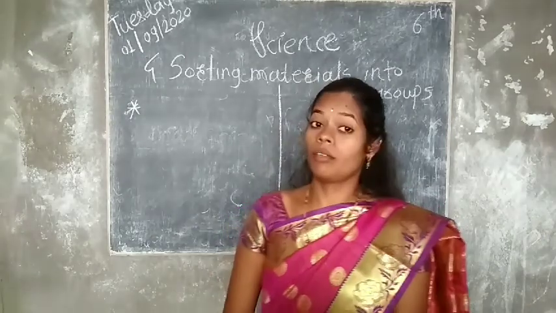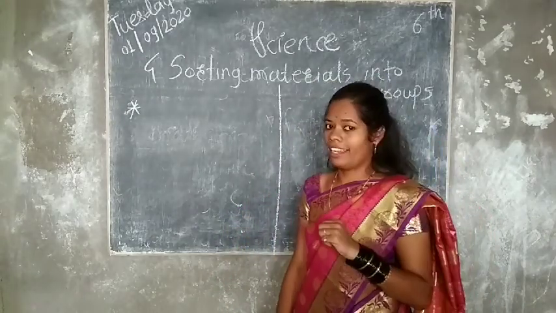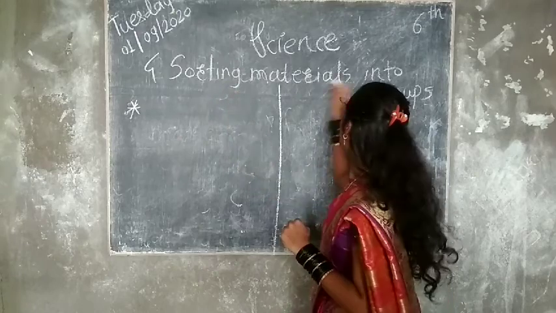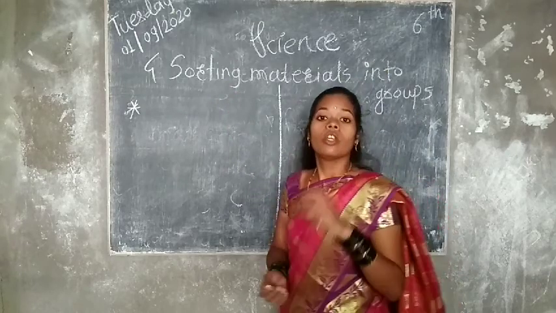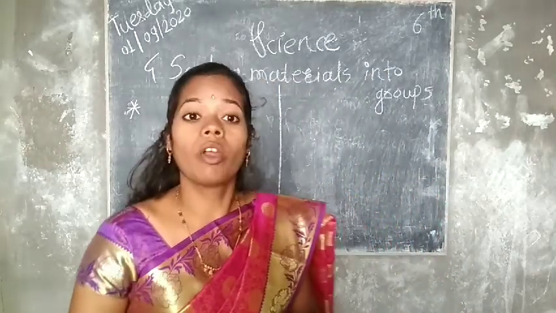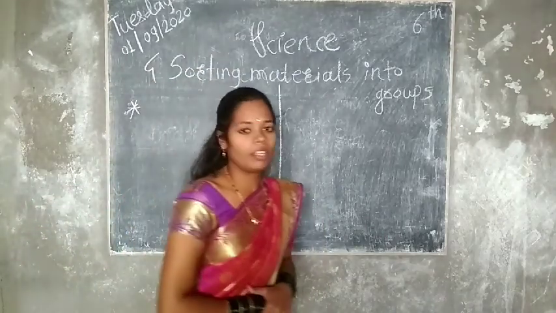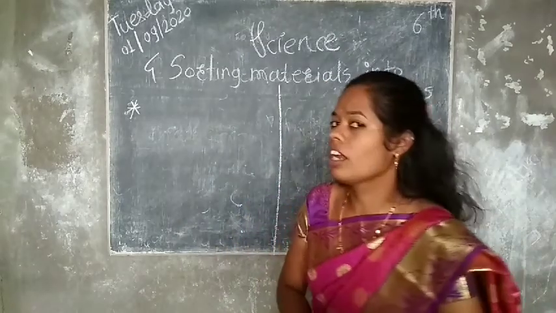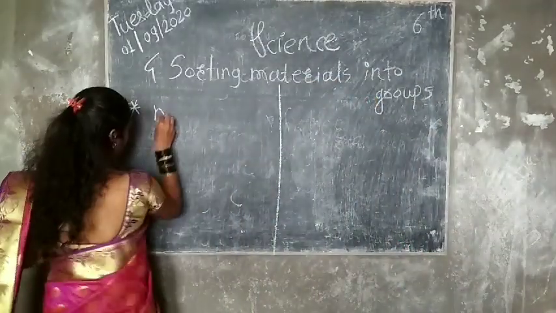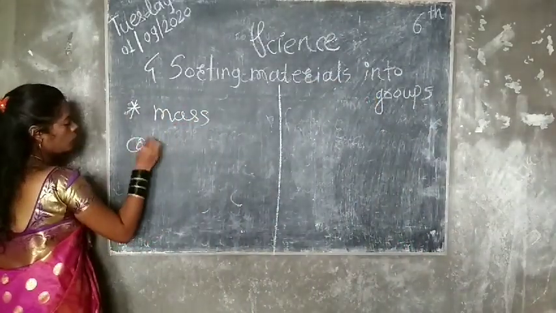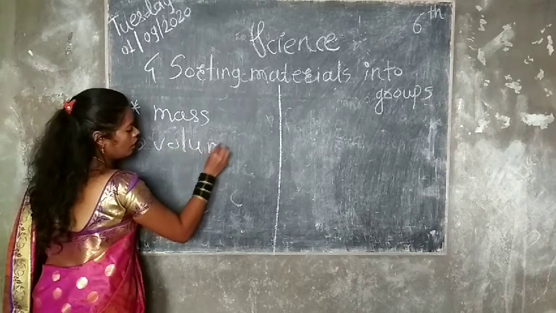To discuss lesson number 4 from unit 2, that is sorting materials into groups. In previous lectures we already discussed some introductory part regarding this chapter. Anyone remember? Yes, which are those? The definition of mass, volume, and third will be matter.